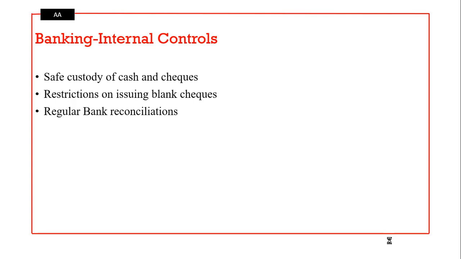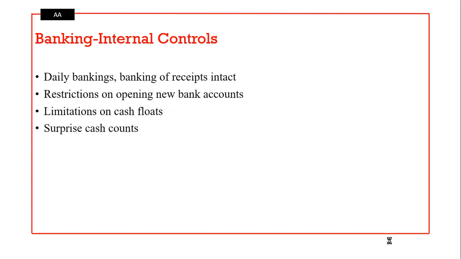There must be safe custody of cash and checks. So ideally here we must have a safe where we keep our cash and our checks. And I think that there must be restricted access to the finance departments. Restrictions on issuing blank checks should also be prioritized. Otherwise, the company can lose huge sums of money. Regular bank reconciliation must be prioritized, and I think that this is something that many companies appreciate because you lose money. Daily bankings of receipts should also be encouraged.